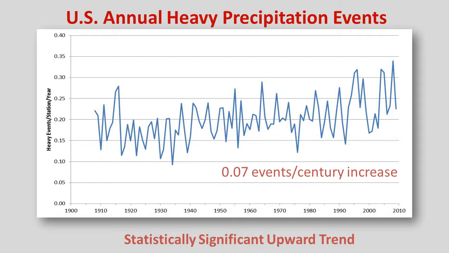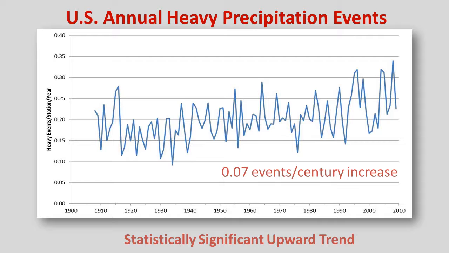As you can see, it's reached its highest levels during the past decade, and basically it's increased by about 0.07 events during the last century. And this is a statistically significant upward trend. Because of this, we wanted to find out why this increase was occurring and what type of weather maker was producing these large amounts of precipitation.